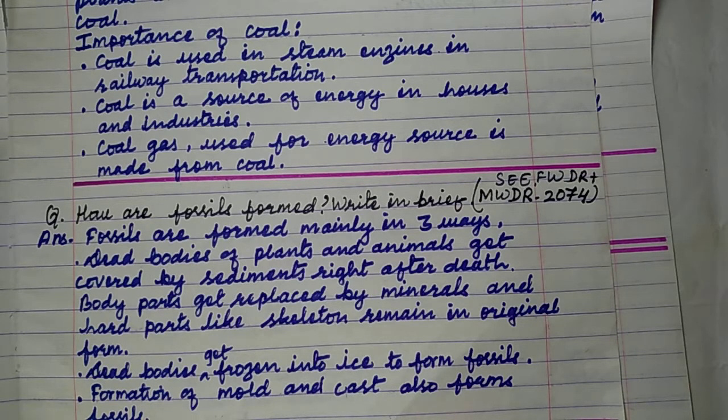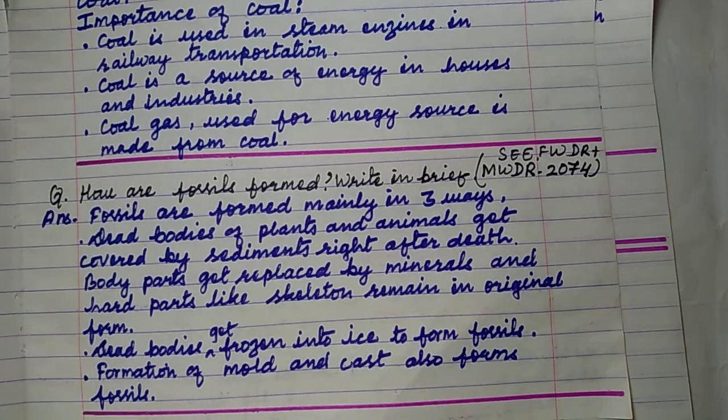The next method is that dead bodies get frozen into ice to form fossils. If it is in the polar regions, in the icy places, then fossils are formed in this manner also. Ice makes the dead bodies frozen. Formation of mold and cast also forms fossils. So the most important method is the first one, which is getting covered by sediment layer.